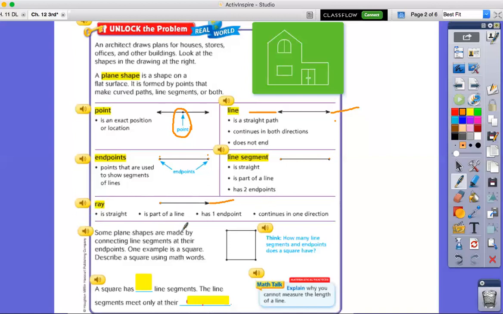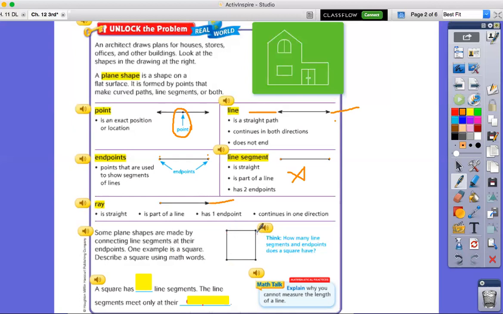Some plane shapes are made by connecting line segments. Here's the line segment up here, remember. So they have connected these using line segments. They connect these line segments at their endpoints. One example is a square. Describe a square using math words.